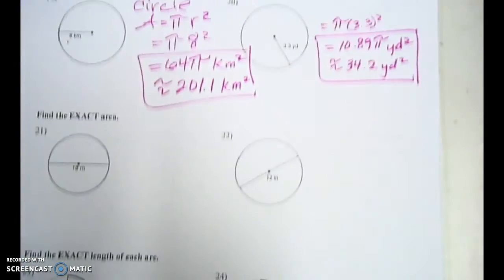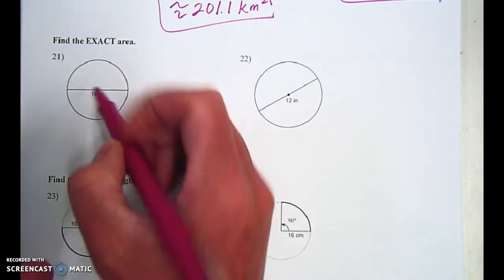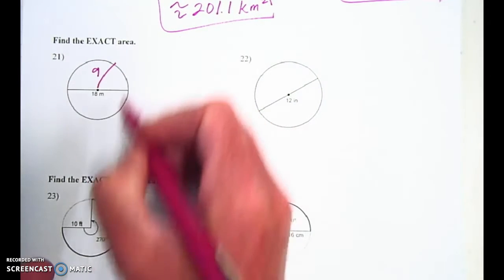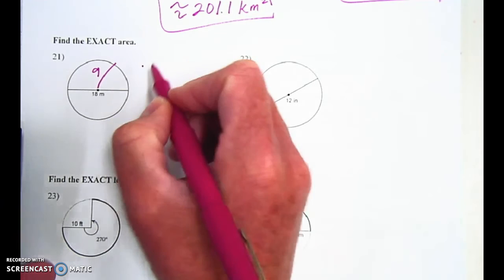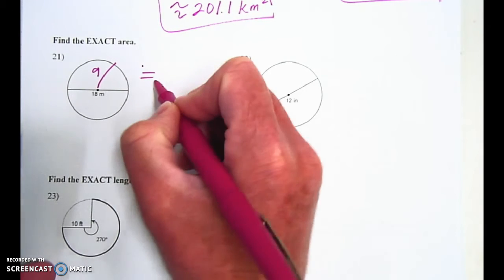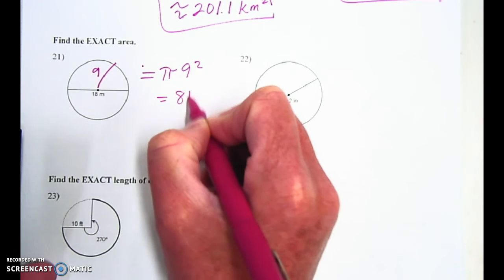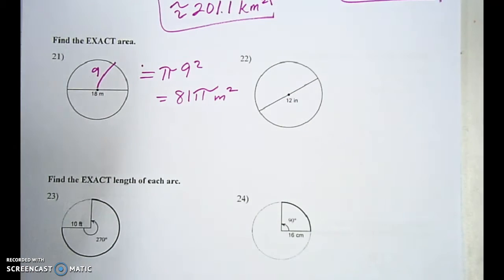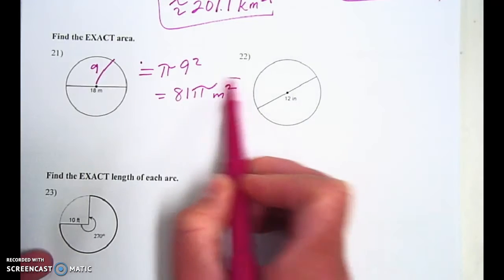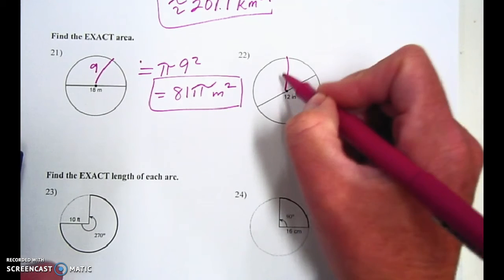Jumping now to number 21 and 22. Find the exact area. So if they give us a diameter of 18, we get the radius of 9. Same area formula we used in 19 and 20. We're just going to plug in a 9. So we're going to have pi 9 squared, which is 81 pi. And this is in meters squared. Exact means just to leave the pi in it. If you're not sure, just give both answers.